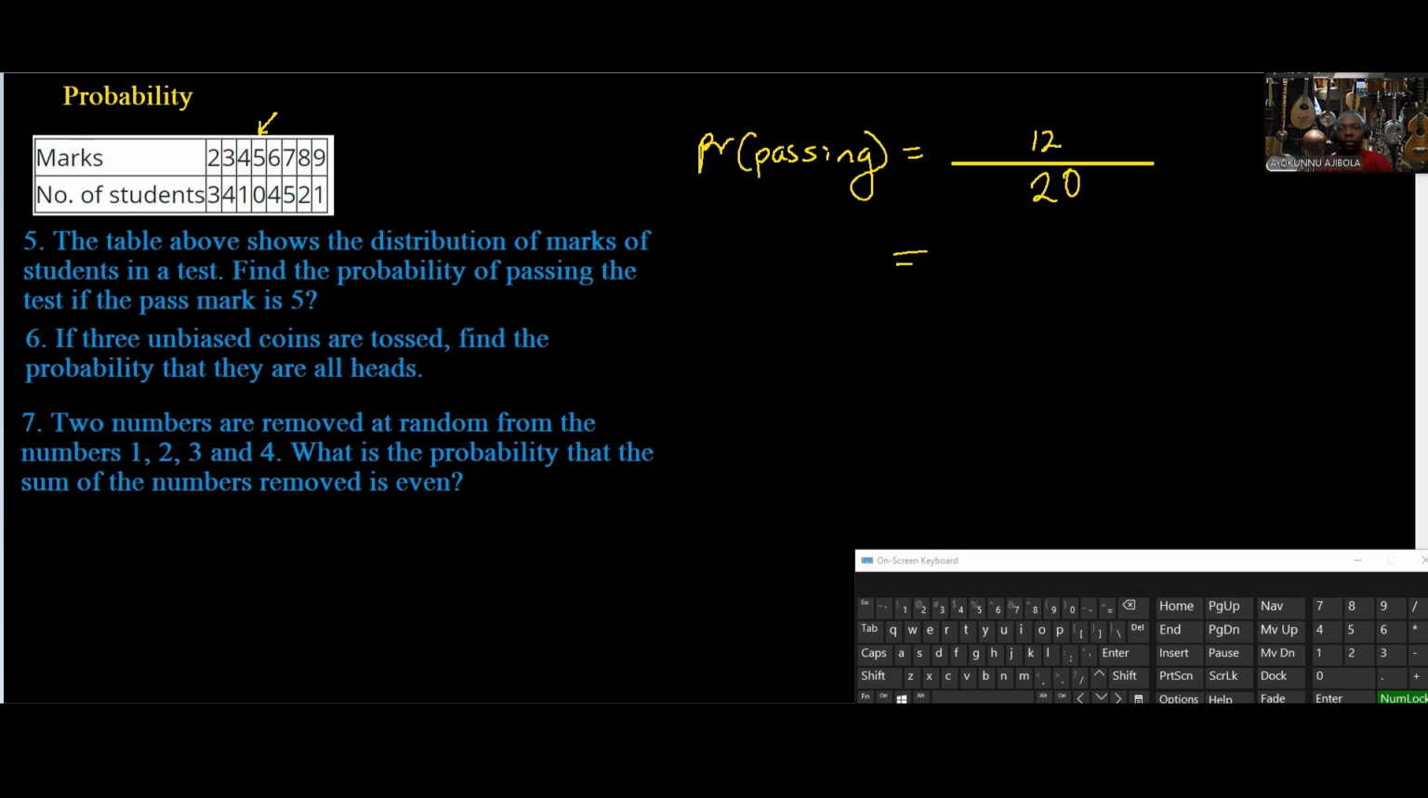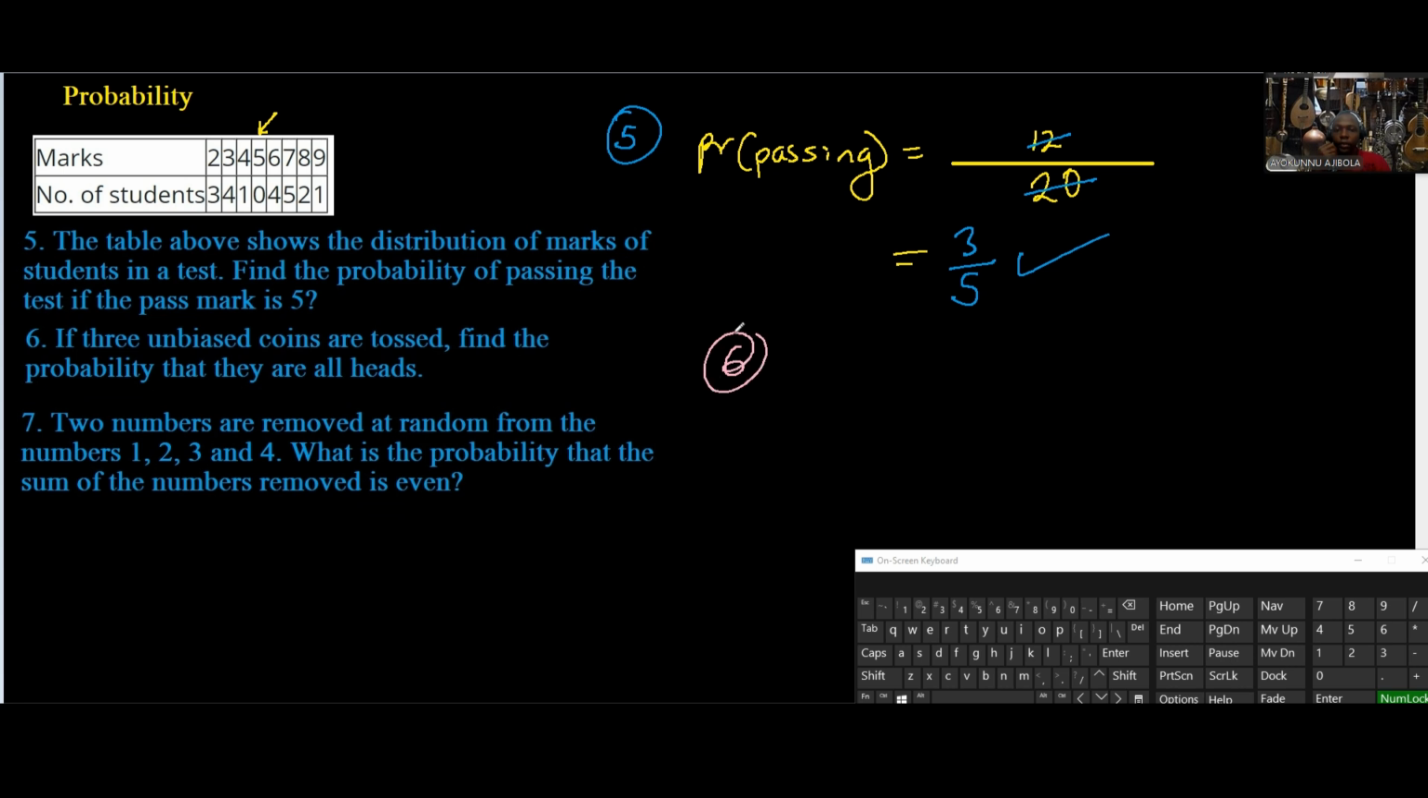Then we can reduce it to the lowest term. That will be 4 into 3 and 4 into 5. So the probability of passing the test is 3 over 5. Is that clear to you? Yes, sir. Okay.